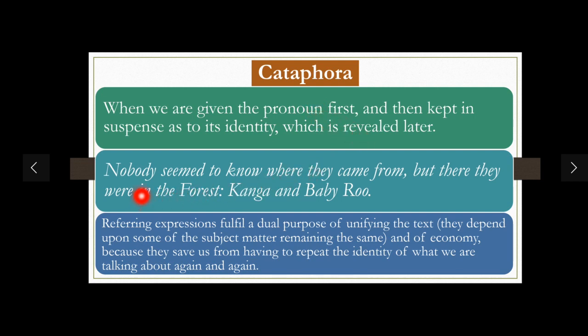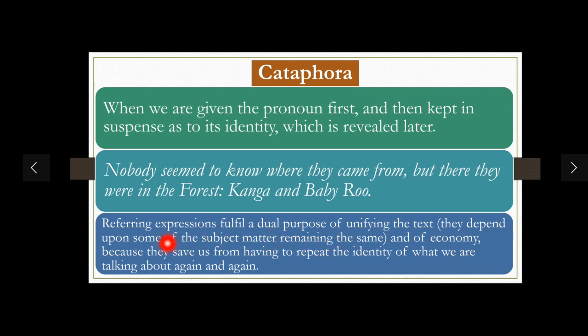Another example: "Nobody seemed to know where they came from, but there they were in the forest, Kanga and baby Roo." You see, first I use a pronoun, a referring expression, they, and then the names. So two persons are here, one is Kanga and the other is baby Roo. First they are introduced with the help of the referring expression they, and then they are given the names Kanga and baby Roo.